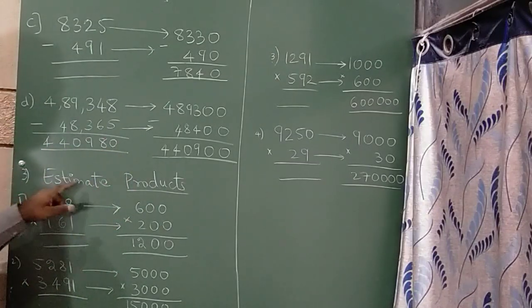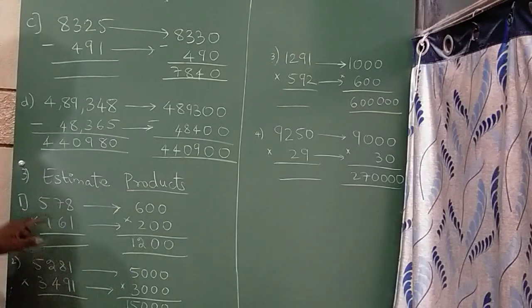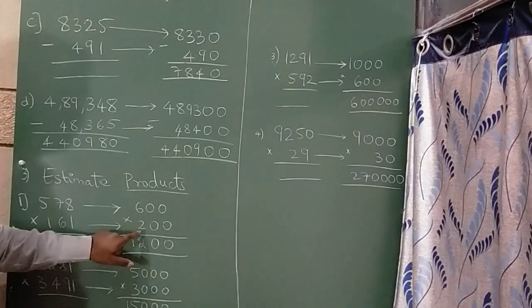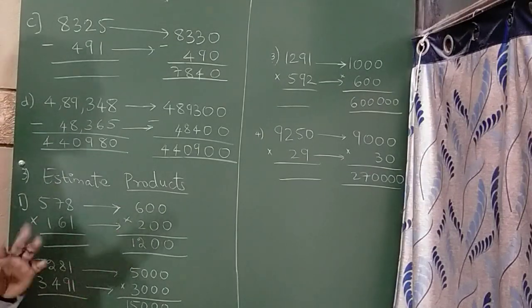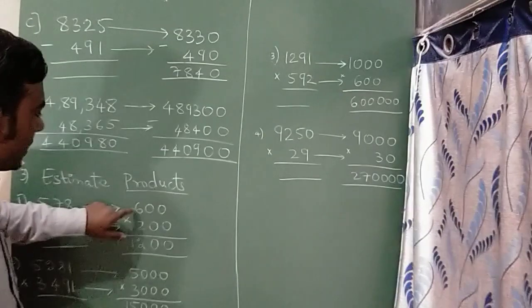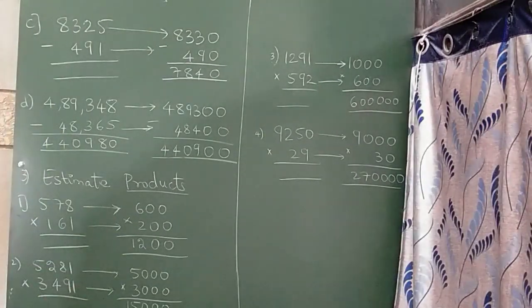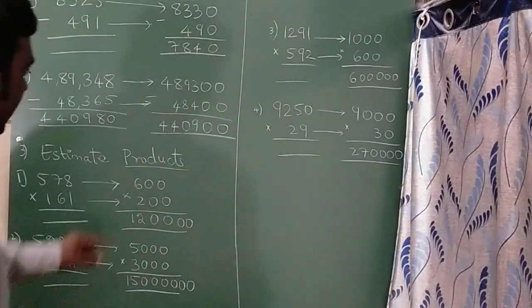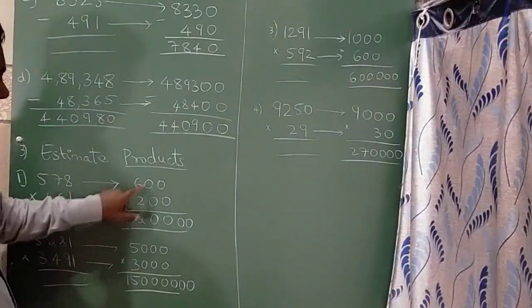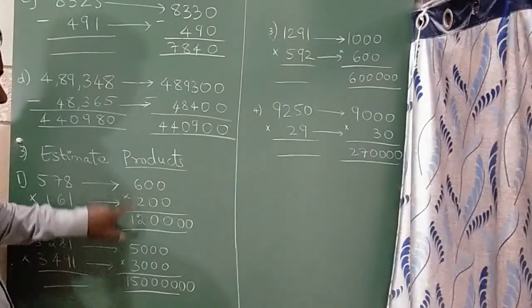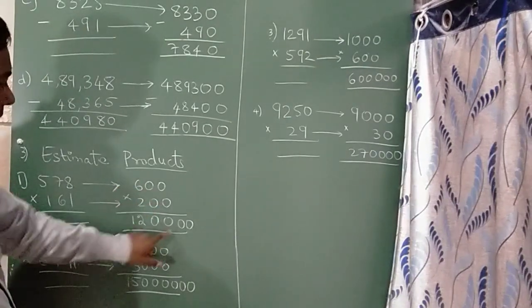Fine. The third question, estimating the product. First one is 578 into 161. 578 is nearest rounded off to 600. 161 nearest rounded off to 200. So the easiest multiplication I would like to tell you, 6 2s are 12. There are 1 2 3 4 zeros. So write here 4 zeros. Always multiply the numbers and write the remaining zeros here.